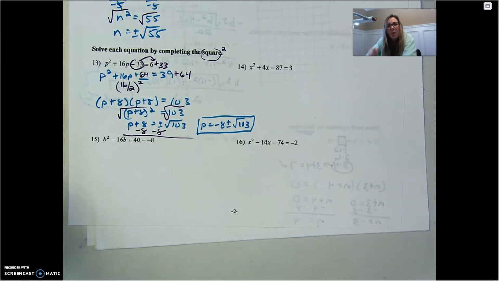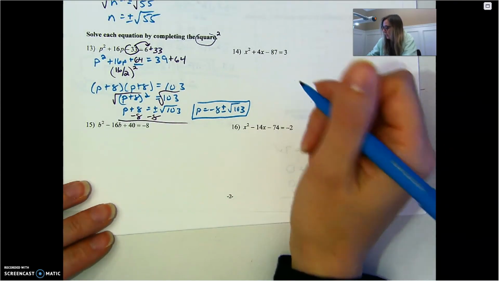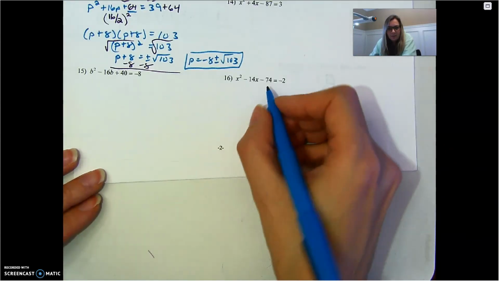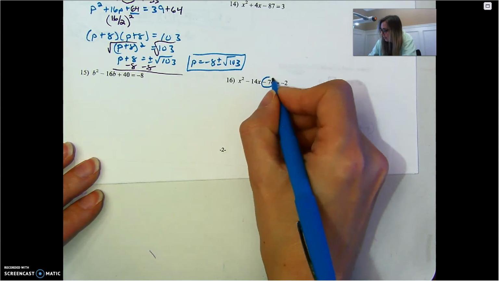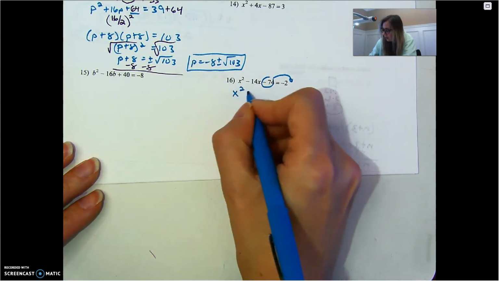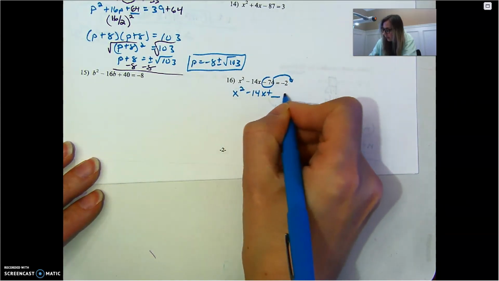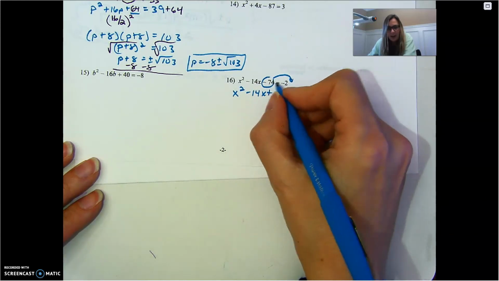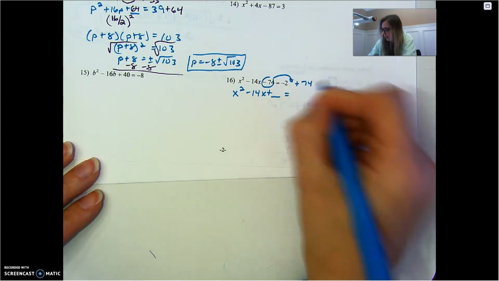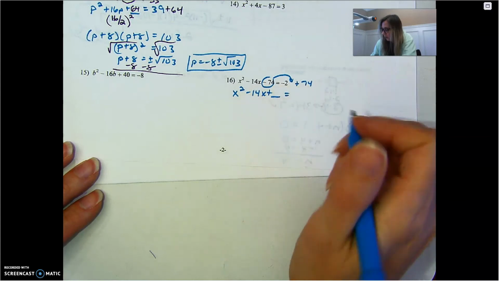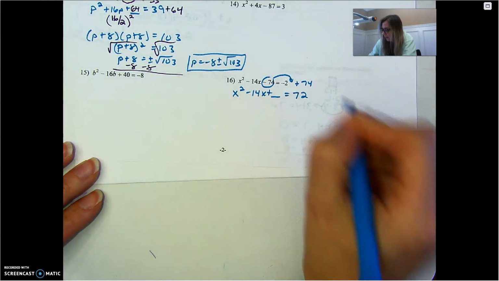Let me do one more. If you're good, then you can move on and start checking yourself on the answer key. Let's go ahead and do 16. All right, we got to get this over here, so we have x squared minus 14x plus blank. So the opposite of minus 74 is to add 74. So negative 2 plus 74 is 72.